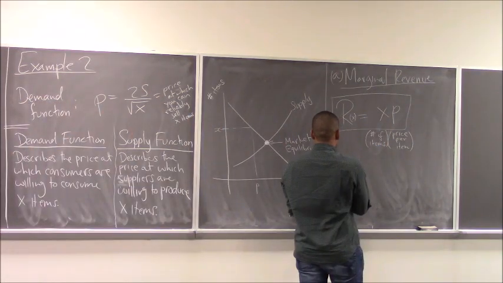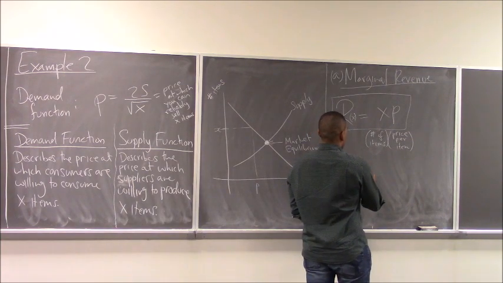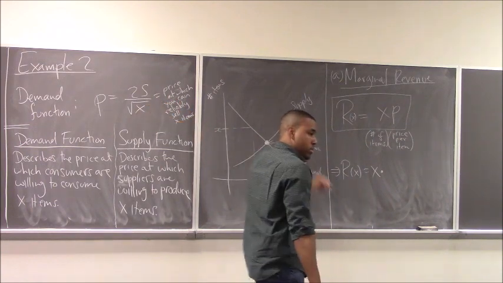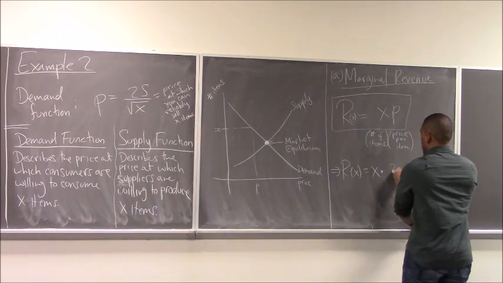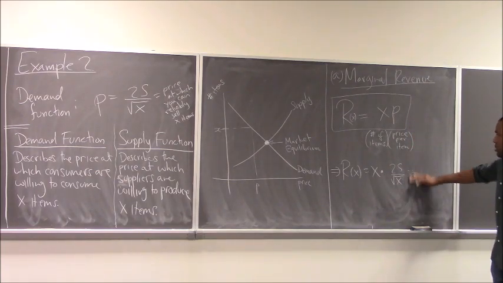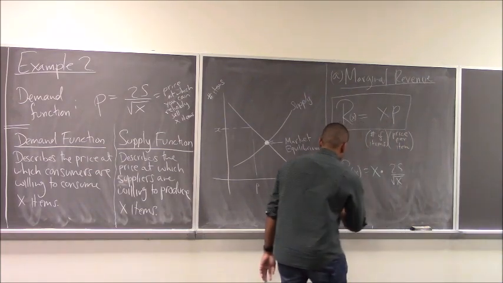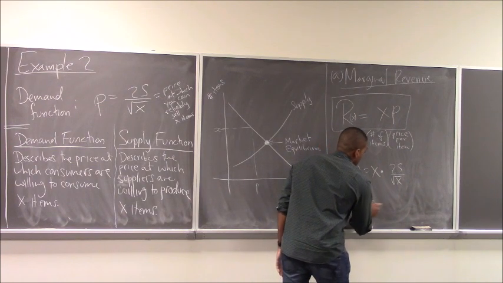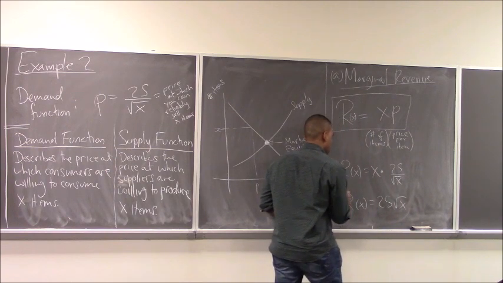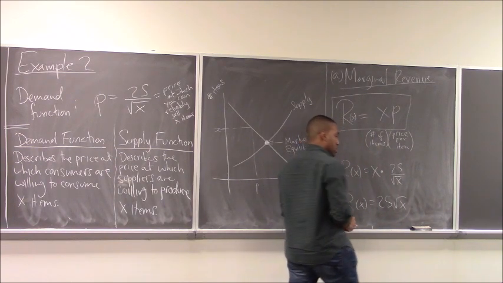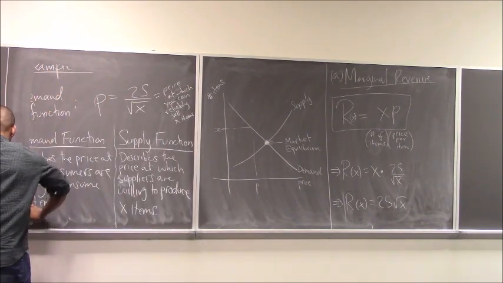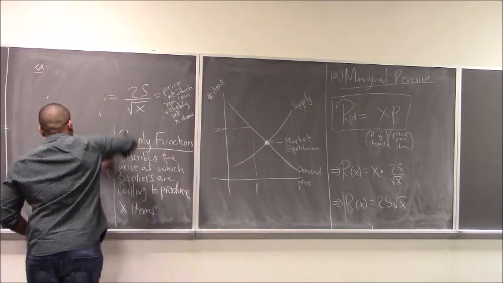So in this case, our revenue function will be X times P, and P was given. P is the price that we can sell to the consumer. So that's going to be X times 35. So this means that our revenue function is 25 radical X. And with that, we can find the marginal revenue.